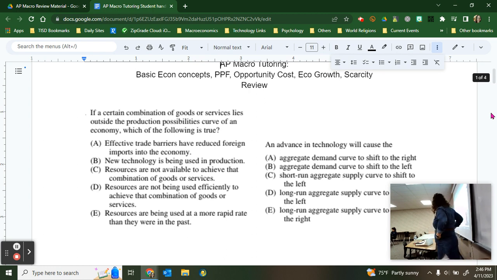Okay, let's look at the first question here. It says, if a certain combination of goods and services lies outside of the PPF curve of an economy, which of the following is true? So notice how there's some space here. We're going to use this space to take a little bit of notes, just to recap on PPF curves. Because half of y'all desperately want lecture, half of you don't. So I'm doing a little combo thing.